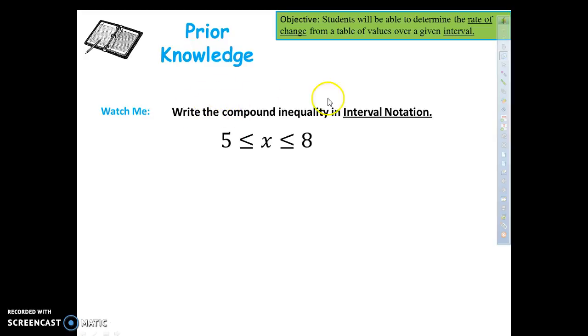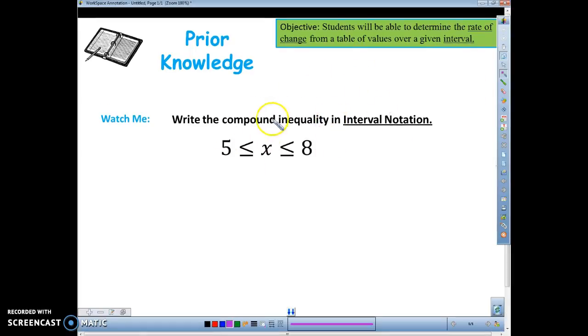We want to write this compound inequality in interval notation, and remember, in a compound inequality we have inequalities. This is less than or equal to, and it's saying x is living between 5 and 8. It could be 5, it could be equal to 8, and we want to write that in interval notation. Remember, interval notation just has parentheses for when it is strictly less than or greater than, and it has brackets for when it's less than or equal to, or greater than or equal to.